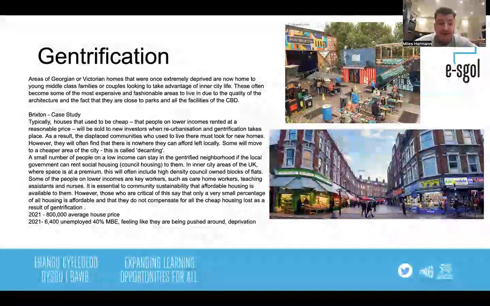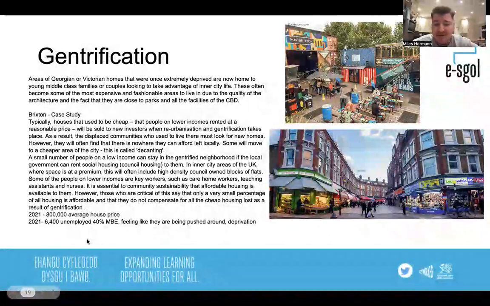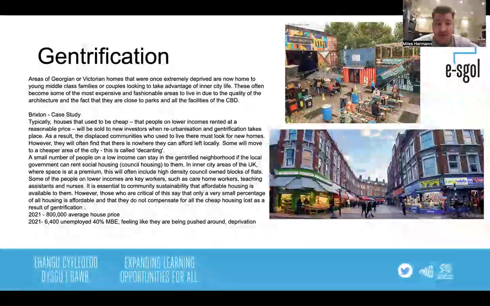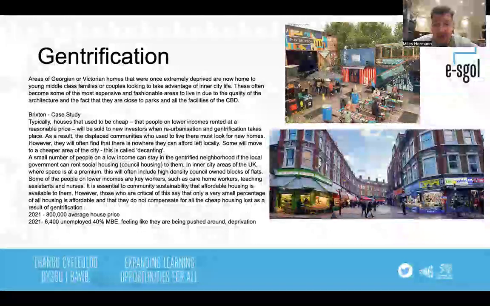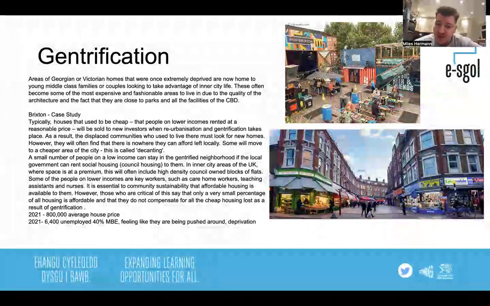So, for example, in Brixton in 2021, the average house price was £800,000. 6,400 people in Brixton are unemployed. 40% of those are BAME, Black, Asian and minority ethnic communities. They're feeling like they're being pushed out of areas such as Brixton and left in deprivation.